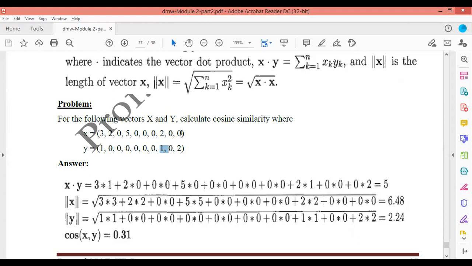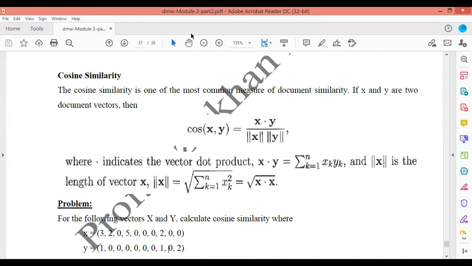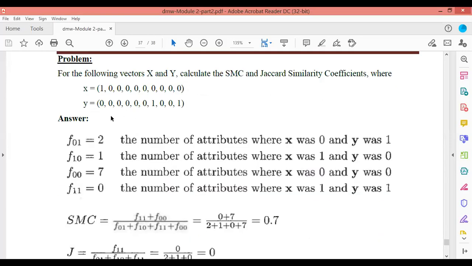And one more thing I told, you need to calculate the cosine similarity for these two attributes. I told you to calculate the cosine similarity for these two attributes. So see here, if you calculate the cosine similarity for these two attributes, you'll get the value as 0.